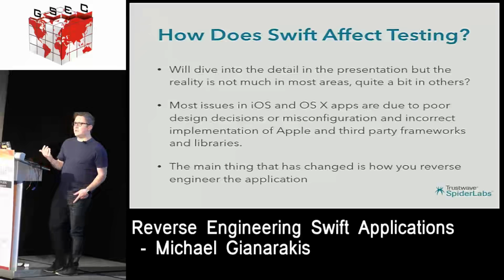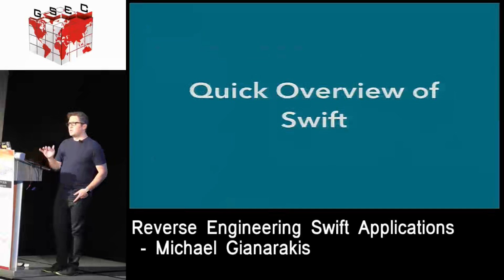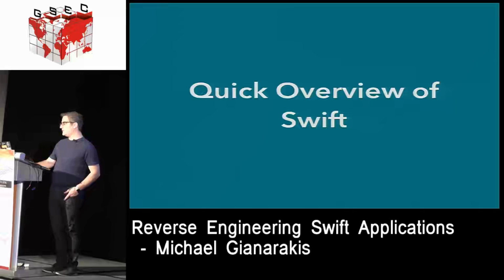So how does Swift affect pen testing? We'll dive into the detail in the rest of the presentation, but the reality is, in most areas, not that much, but in some others, quite a bit. Most issues in iOS and OS X apps are due to poor design decisions and misconfiguration, and incorrect implementation of Apple and third-party frameworks. So it's not necessarily something where you have to worry about what language it's written in. But the main thing that has changed with respect to app pen testing with Swift is how you reverse engineer the application.